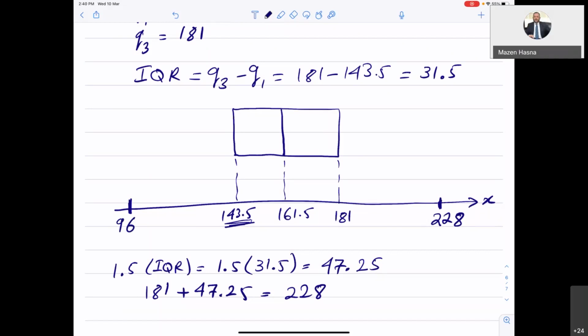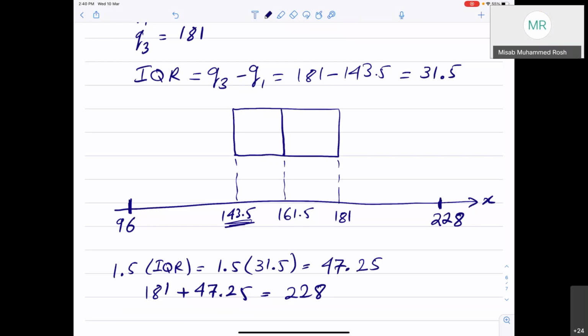Sir, isn't Q2 160.5? What's that? The Q2 is 160.5, right? Q2 is 161.5 according to my notes. But I'm trying to check whether the IQR is correct, what I calculated, 181 minus 143. Just check the Q2. Professor, how do you calculate the Q2?